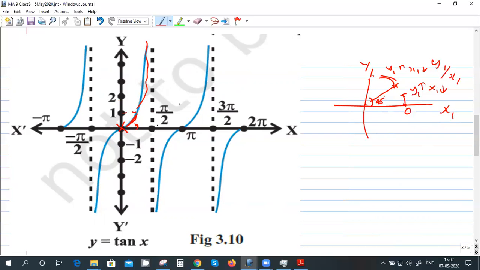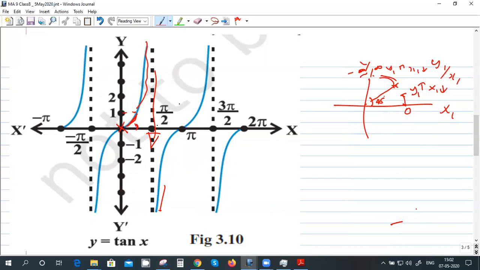After reaching this point, y by x is plus infinity just before 90 degrees. And after 90 degrees, y is positive, but x is a very small negative, so it will jump to minus infinity. That is why it is jumping to minus infinity. From here to here, there is a big jump. That is why tan is not defined at pi by 2.